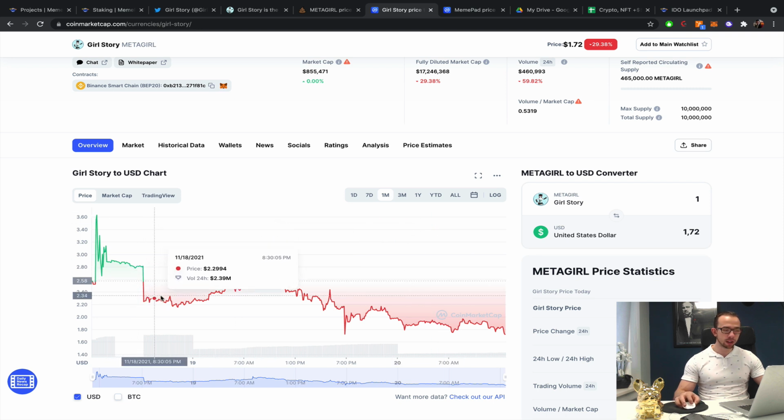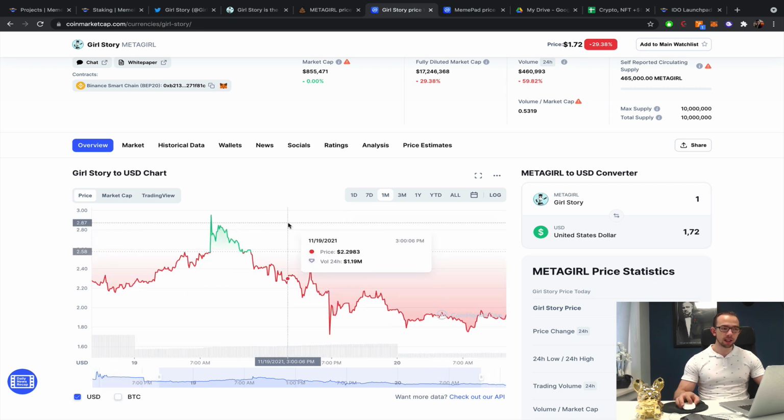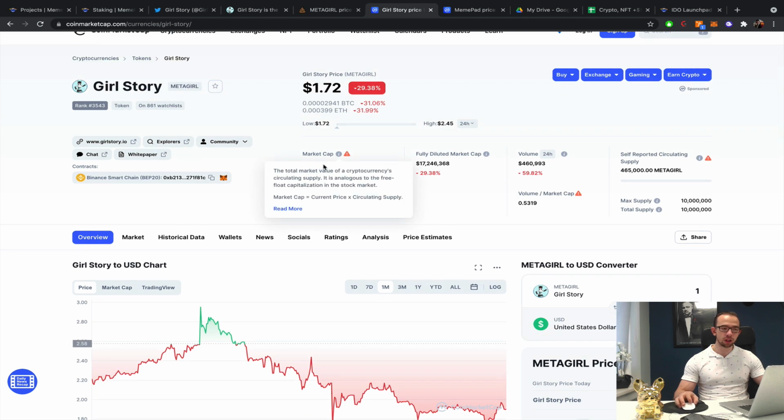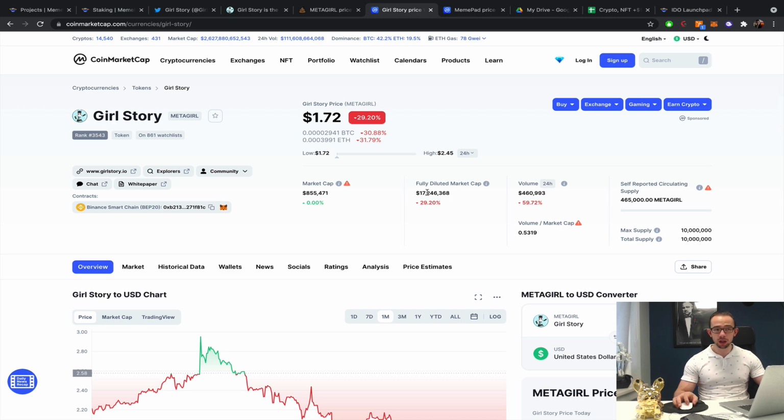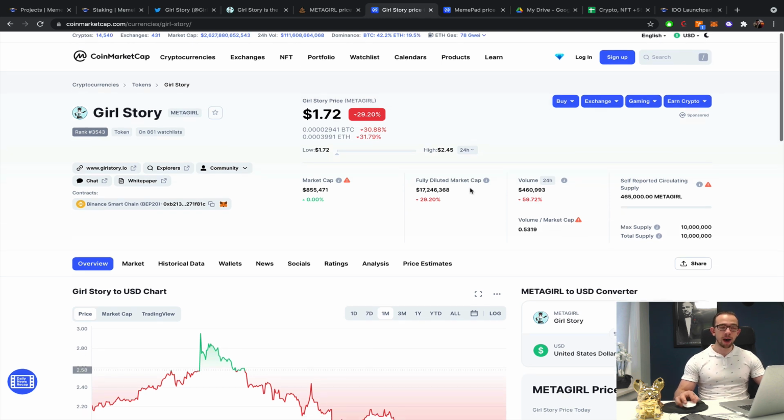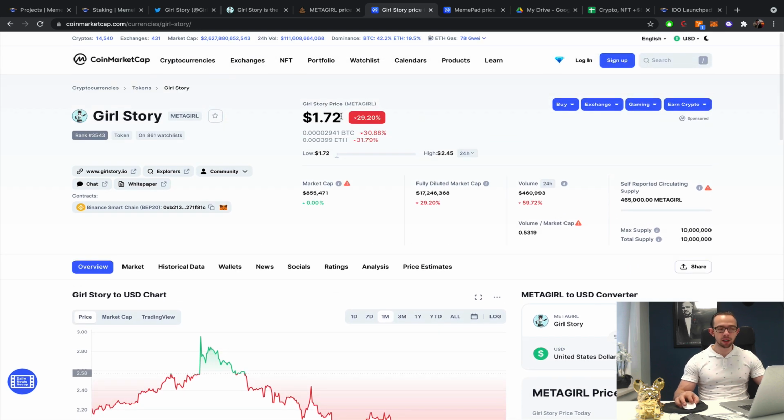So you can see where it started trading here. It just got listed on CoinMarketCap. It has just under $1 million market cap. So if the promotion of this coin launches soon, the marketing, I expect, hopefully a $2 hold would be very nice.